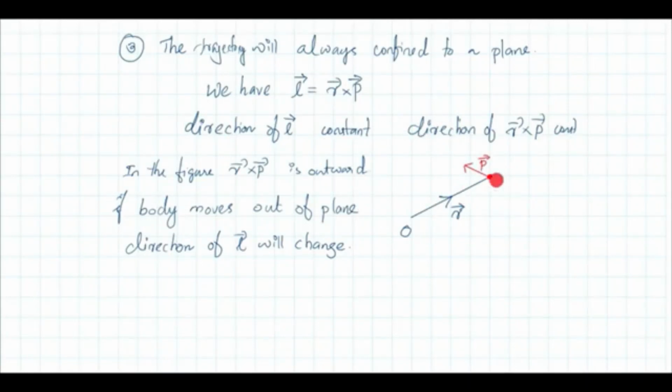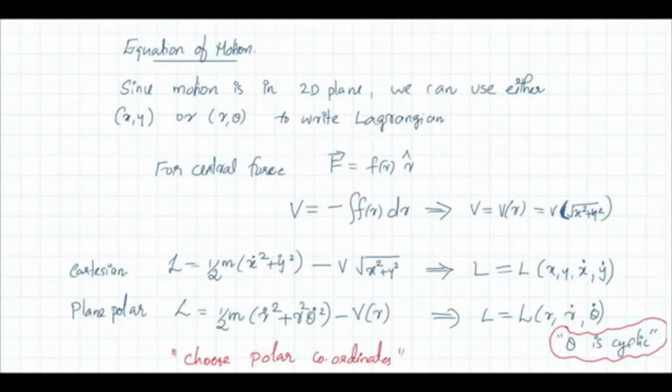But if this particle moves out of plane, then the angular momentum will change direction. And for a particle moving under the influence of central force, that is not possible. L will be a constant. So the particle will always be confined to the same plane. So that is the third consequence of a particle moving under the influence of central force: the trajectory will always be confined to a plane. Now we will discuss the equation of motion.